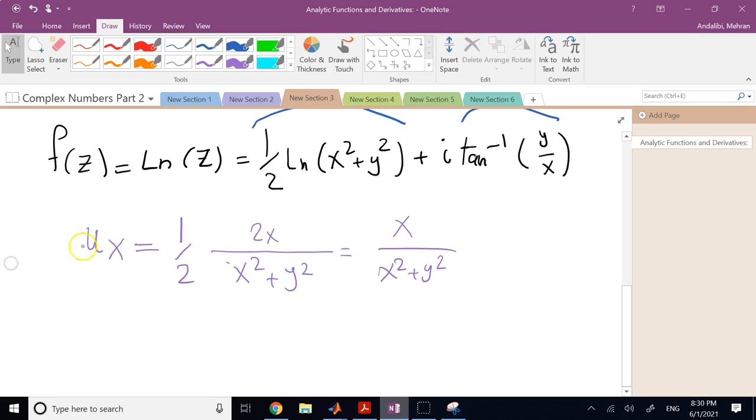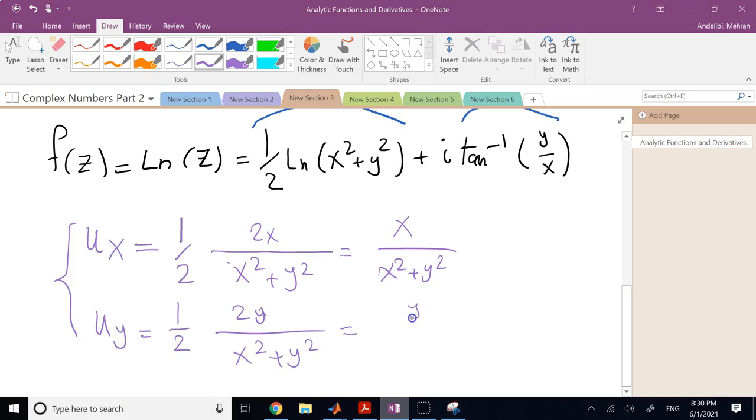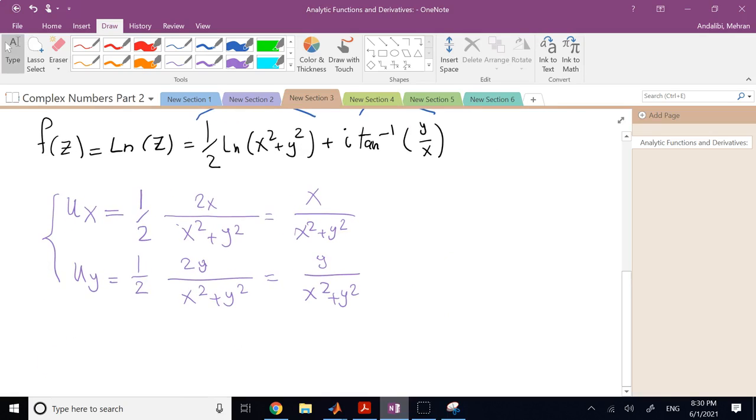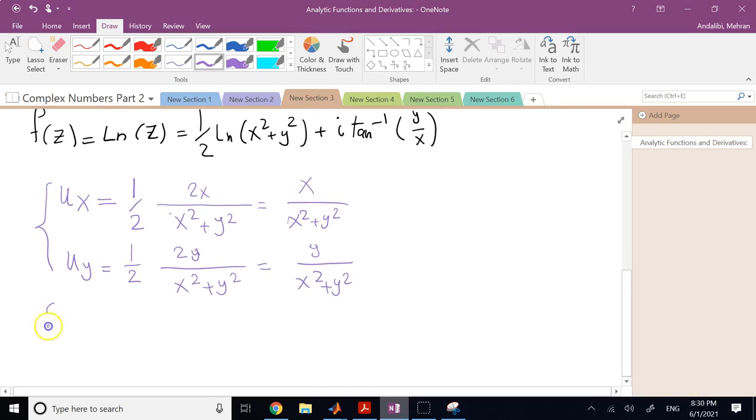By the way, now that I'm working on u, I would like to calculate the partial of u with respect to y. So there's going to be 1/2 and then 2y over the same thing. So there's going to be y over that. This part is a good practice for your calculus, partial derivatives. So these are partials of u. Now let's do partials of v.